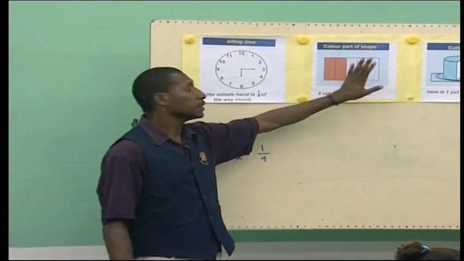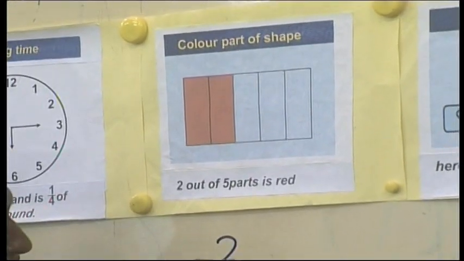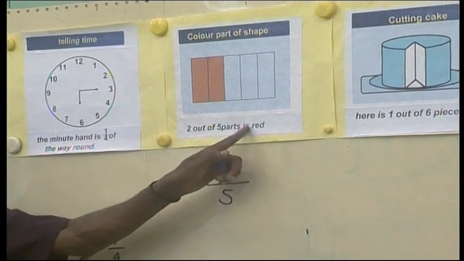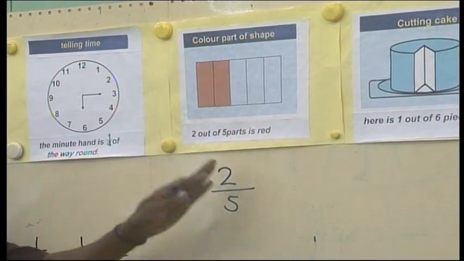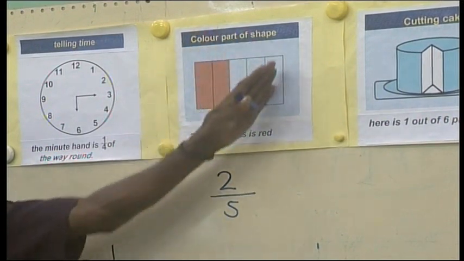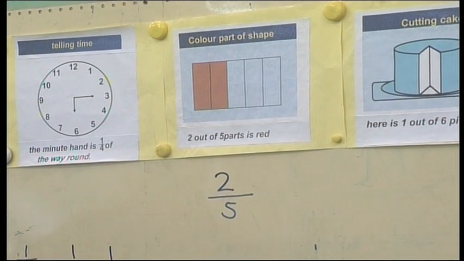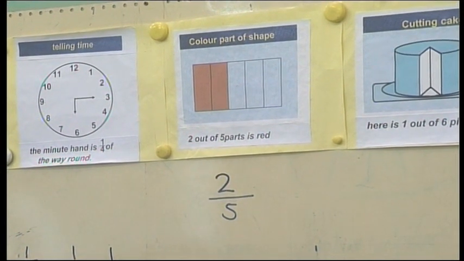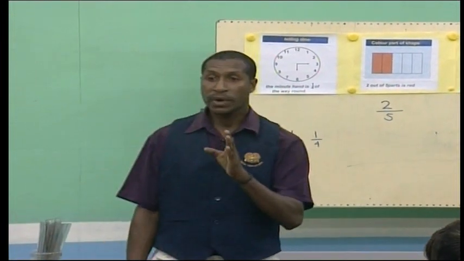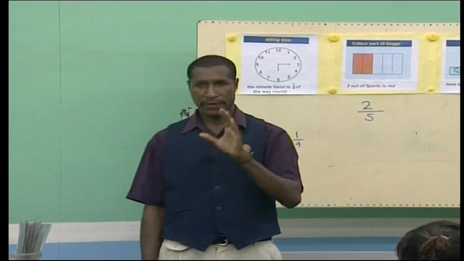And that is the numerator. Two parts out of 5 parts is red, or which is being shaded. 5 parts is the whole, the total parts of the shape. So now, receiving students, you should know what numerator is and what denominator is and what they indicate in the fraction.